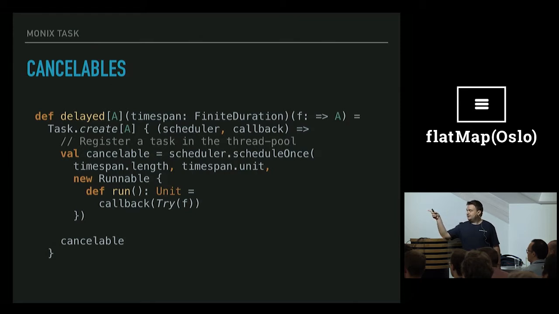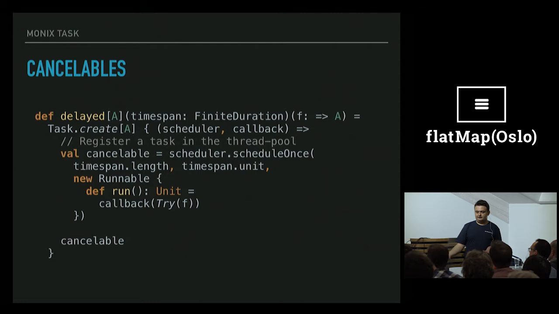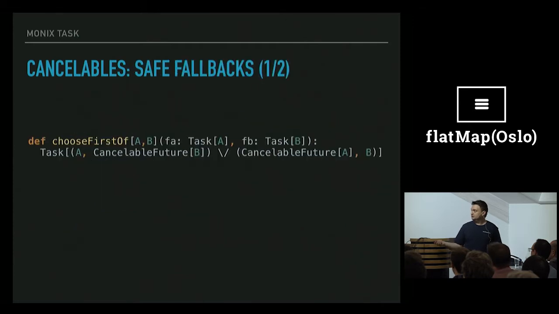Here's how to describe something that needs to be evaluated but with a delay, right? So we register a task in our scheduler with a delay, and we execute the callback in that runnable. And schedule once already returns a cancelable that we can use to cancel the computation in case we change our mind. So if we do a delayed evaluation in 10 seconds from now, and we change our mind in 1 second from now, then we can cancel, and it's going to clean up the resources used in the thread pool. And this is where this helps.